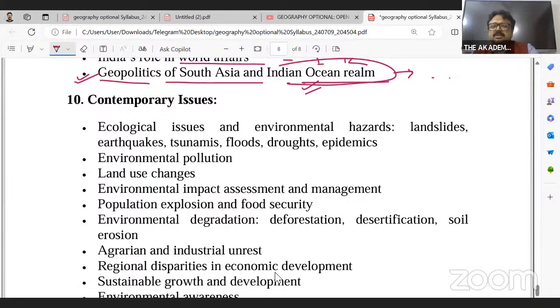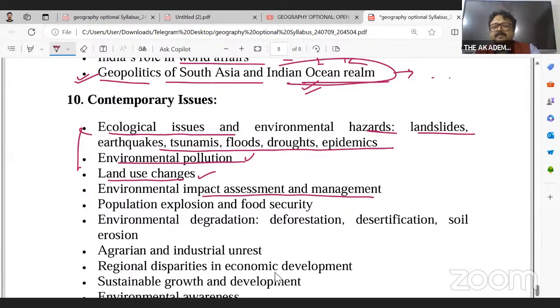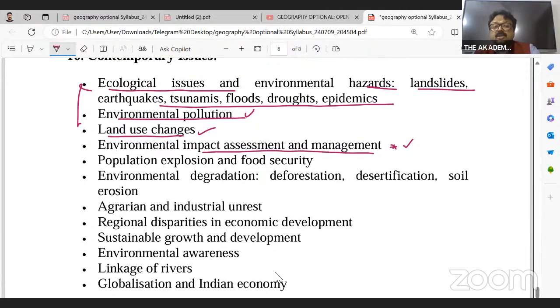Again, try to see the environment and ecology part, ecological issue, environmental hazard, landslide in detail, earthquake, tsunami, flood, drought, epidemics, environmental pollution. All these you will find in environment, children. Land use change, environmental impact assessment. This is part of your environment. Open your environment syllabus, remove environmental impact assessment. What it is, we will discuss here.